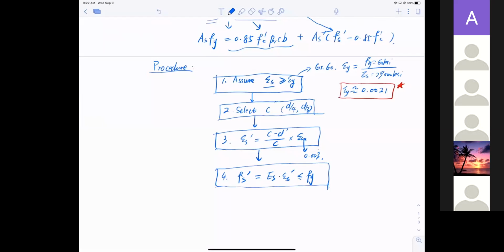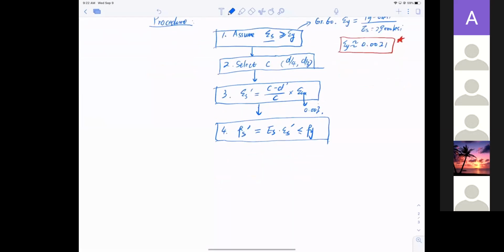To yield. Okay. I only want the tension side to yield, but not the compression side. Once I finish that, I will go on to check my compressive forces from the steel. That is AS prime, FS prime minus 0.85 F prime C. Okay. That will replace.